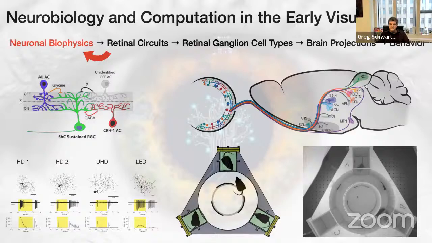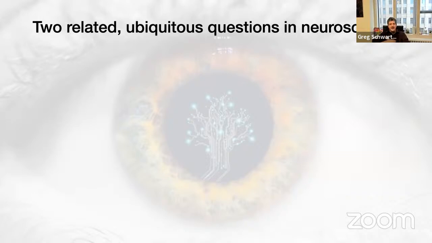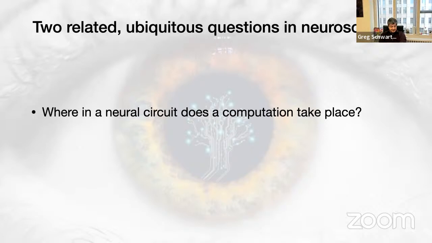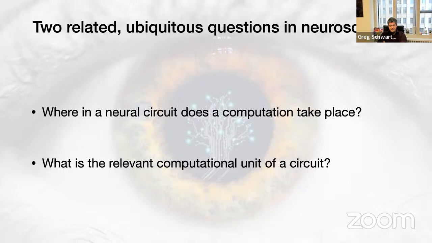So broadly, outside the retina now, in my view, there are two related, really ubiquitous questions in systems neuroscience that you can ask in almost any circuit you might study. Where in a neural circuit does a computation take place? Can you put your finger on the spot? And what's the relevant computational unit? Is it the cell? Is it the dendrite? Is it the synapse? Is it the ion channel? What is the computational unit that's doing the math that's happening in this circuit?